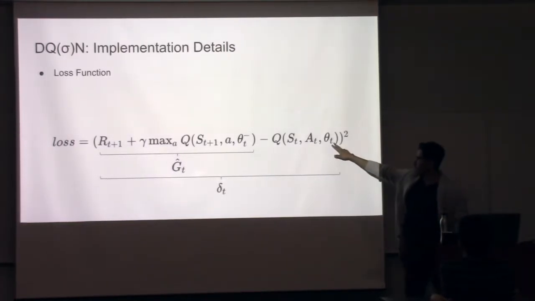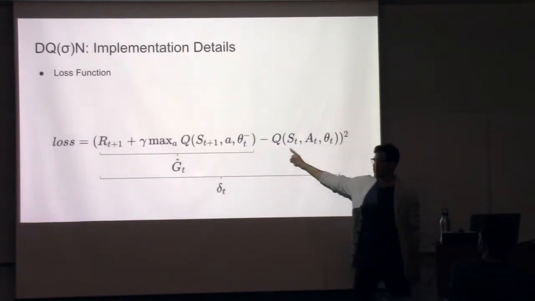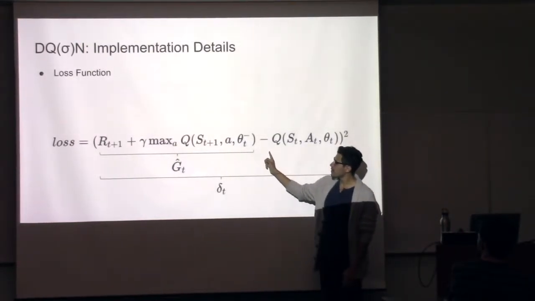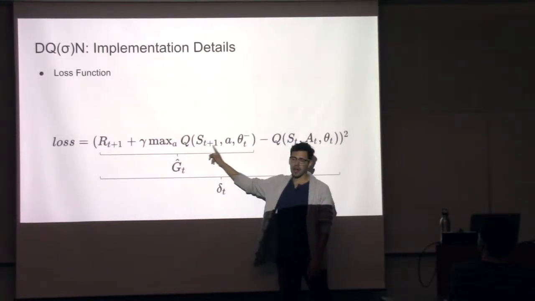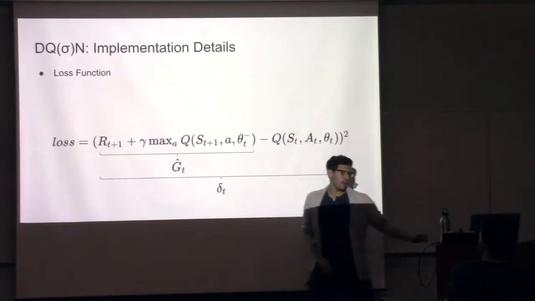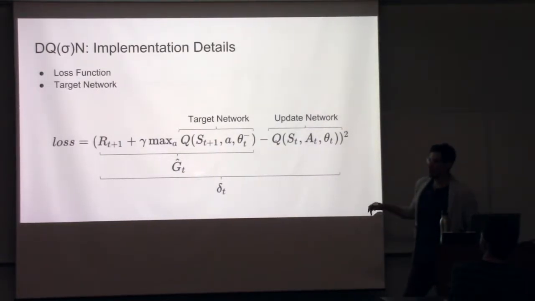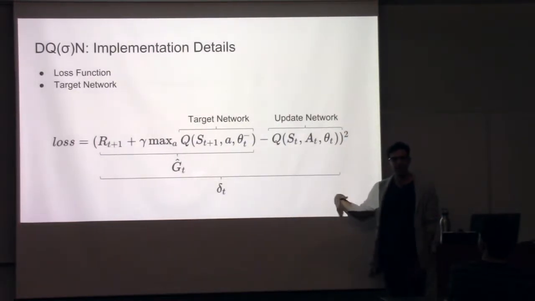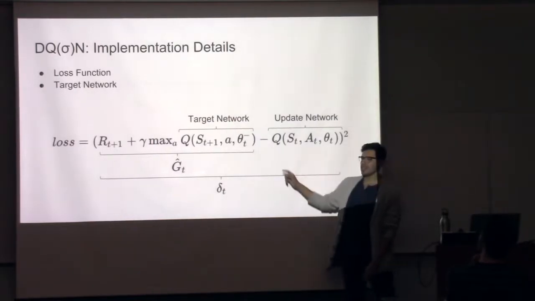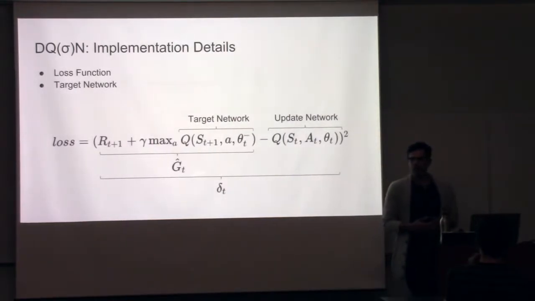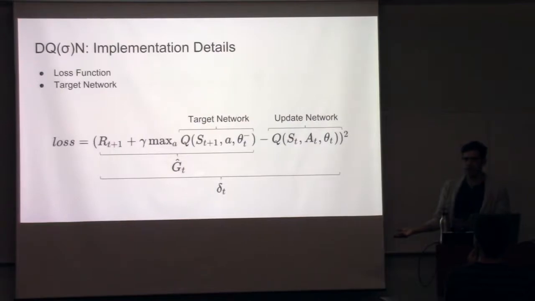Now, about the thetas right here, the reason why we use them is because each of them represents a different network that gives us different estimates of the Q, of the action value function. This one right here represents the target network, and this one right here represents what I call the update network. It doesn't actually have a name. The update network is updated at every time step, and the target network is updated less frequently. And the reason for doing this is that it induces stability.